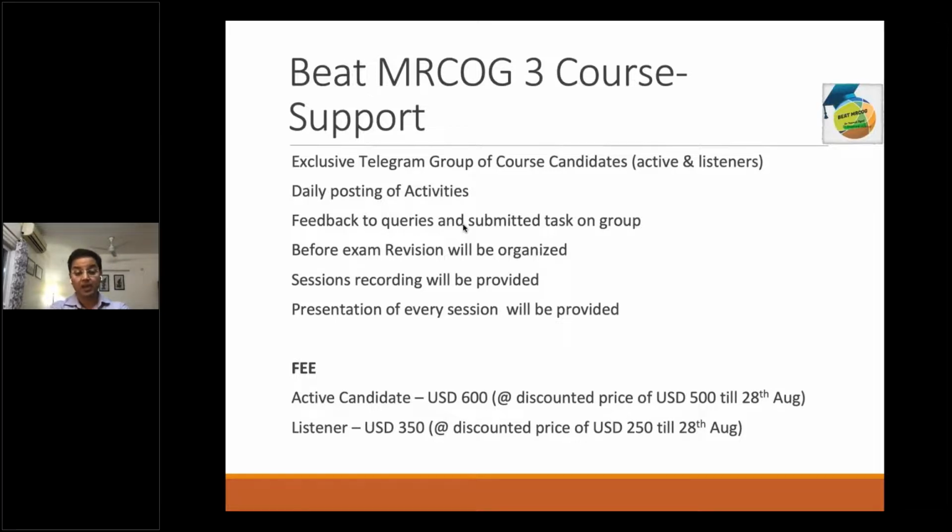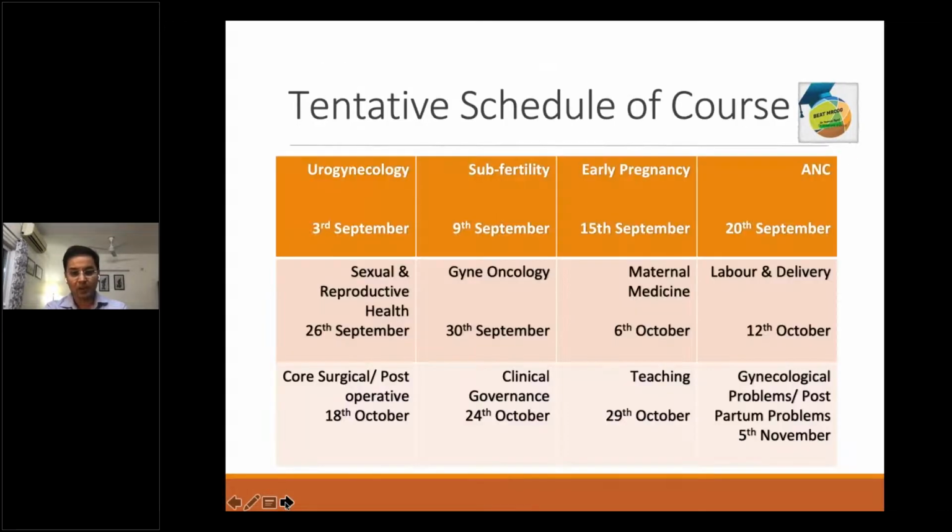Coming to the fee, the full fee is $600 US, but if you register before 28 August, it will be at a discounted price of 500. And similarly for listener, the full fee is 350. The discounted price before 28 is $250. And this is the tentative schedule of 12 sessions. If we start in the first week of September, we aim to finish the last task by 5th of November, and exam should be somewhere in 2nd or 3rd week, so we will have time for revision as well. This is a tentative schedule, may change a little bit.